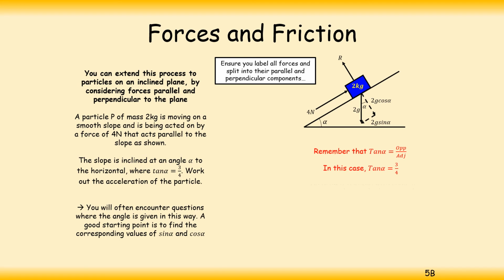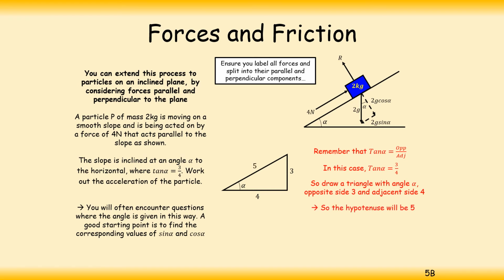Because we know tan alpha is 3 over 4, you just simply draw a right angle triangle, and going back to GCSE SOHCAHTOA, you probably remember. So the opposite side is 3, the adjacent is 4. So using simple Pythagoras theorem, you know this is 5. And this is a Pythagorean triplet. It's the standard 3, 4, 5 triangle.